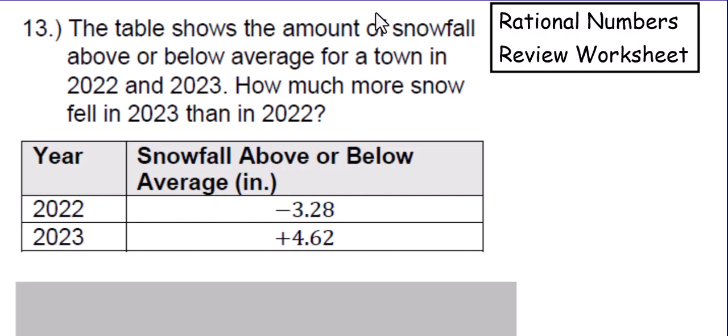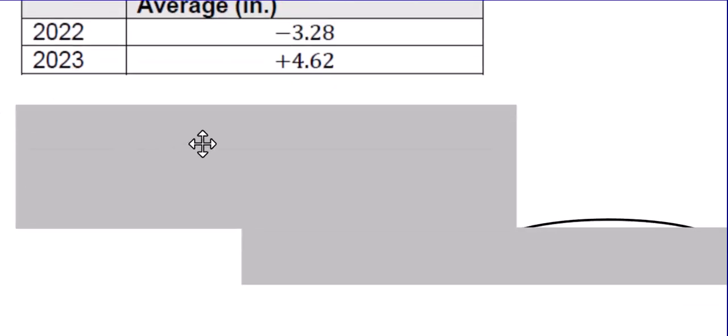The problem says, the table shows the amount of snowfall above or below average for a town in 2022 and 2023. How much more snow fell in 2023 than in 2022? So what we can see is that in 2022, the snowfall was below average at a negative value, and in 2023, it was above average with a positive value. So to find the difference between those, we want to subtract those numbers. So I'm going to go ahead and subtract those.